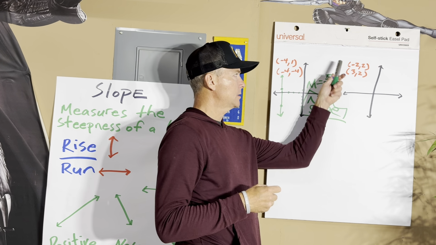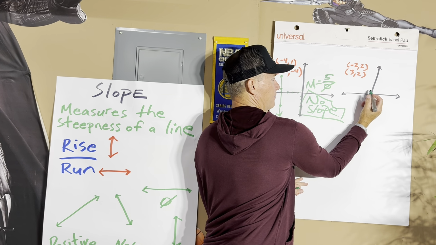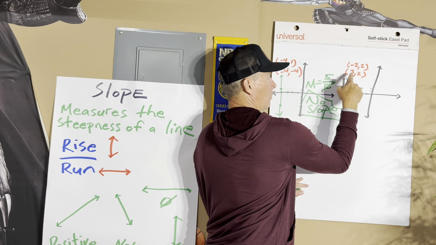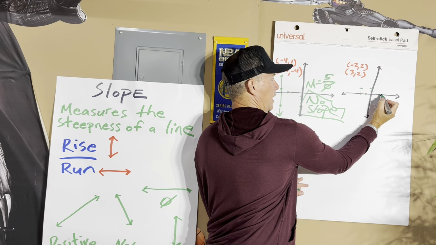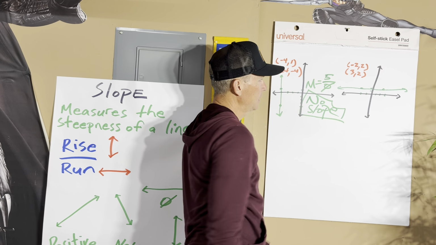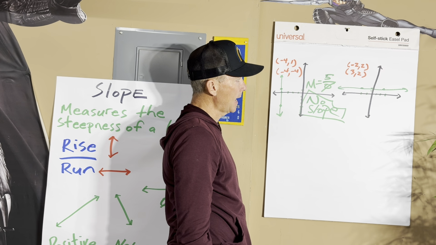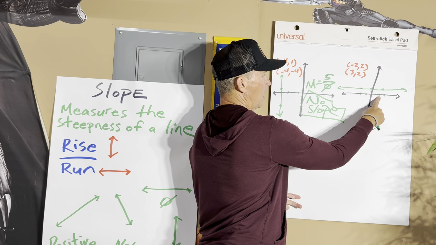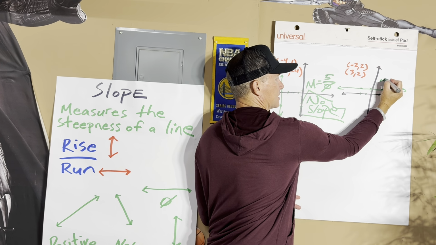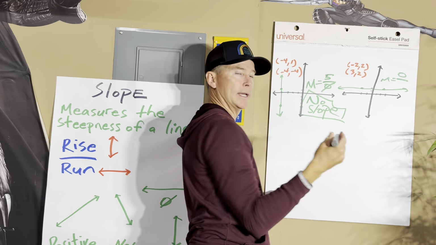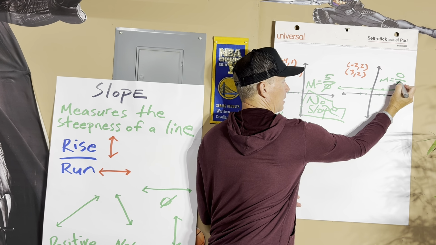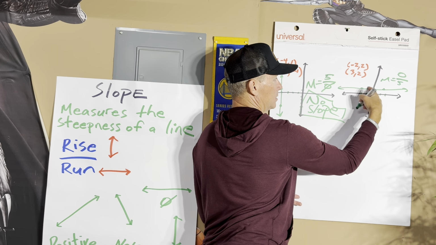Okay, now let's do this one. Left 2, up 2. Right 3, up 2. Right 3, up. Oh, wait a second. That is a horizontal line. So our rise was nothing. There's no rise. We did not rise because we're just like this. But we did run 5. We went this way 5. 1, 2, 3, 4, 5.